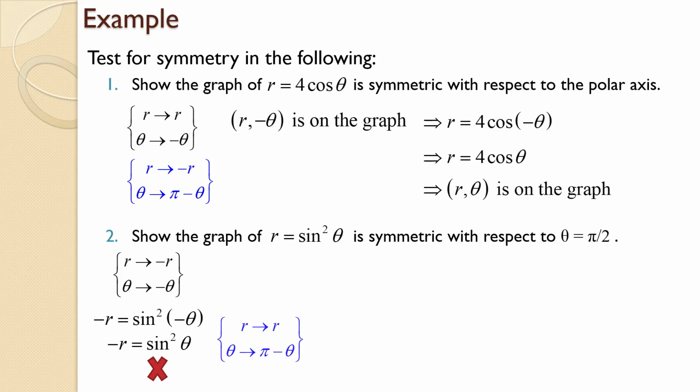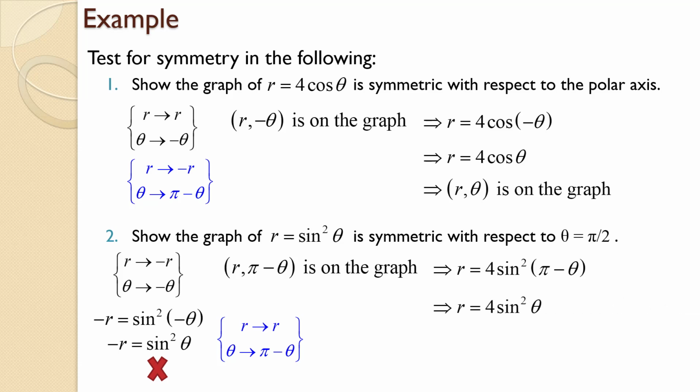Let's try the other. If you try r is replaced with r and theta is replaced with pi minus theta, then I get this will be on the graph. That would imply this equation has to be true. But I know by the difference formula for sine that that's the same as just that. And that implies that (r, theta) is on the graph also. So if (r, theta) is on the graph, then (r, pi minus theta) is on the graph, and vice versa, because these steps are also reversible. That means that this graph is symmetric with respect to the y-axis, or theta equals pi over 2.